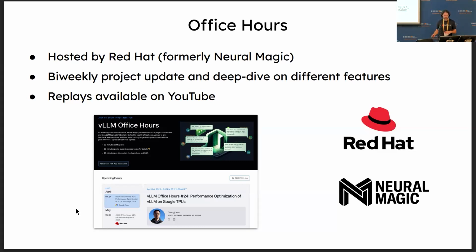These are every 2 weeks. We usually have a speaker do a deep dive on a particular feature or something being worked on in the project. There was actually one just a couple of hours ago, the latest one, on optimization for Google GPUs from a software engineer at Google.